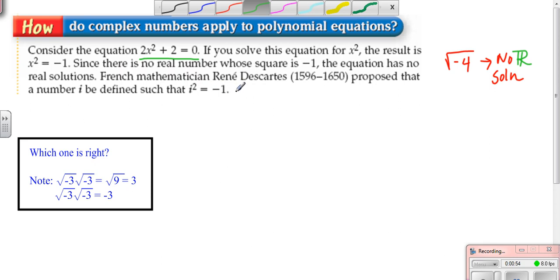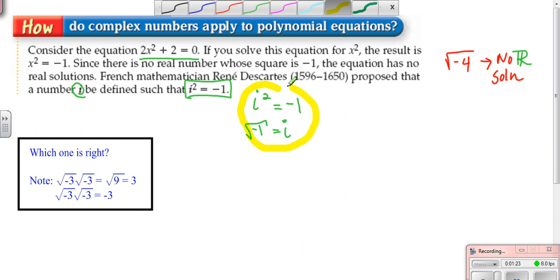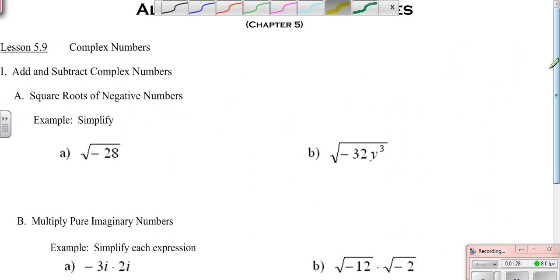However, a French mathematician by the name of René Descartes proposed that the number i be defined so that i squared equals -1. So this is really a new math fact for you. It's kind of like learning 2 times 2 is 4. The converse of this is saying that the square root of -1 is i. And these are the two new math facts that you need to learn.